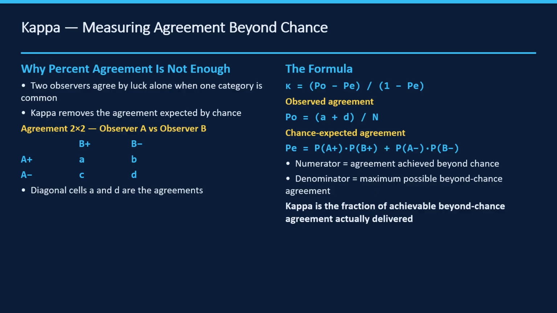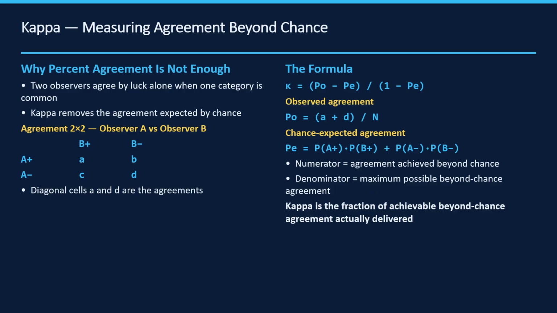Kappa answers a question that plain percent agreement can't. How much do two observers agree beyond what you'd expect from dumb luck? Say two pathologists each call about 80% of slides positive. Even if they were both guessing, they'd agree a lot of the time just by coincidence. Kappa strips that out. Build the agreement 2 by 2. Observer A on one axis, observer B on the other.